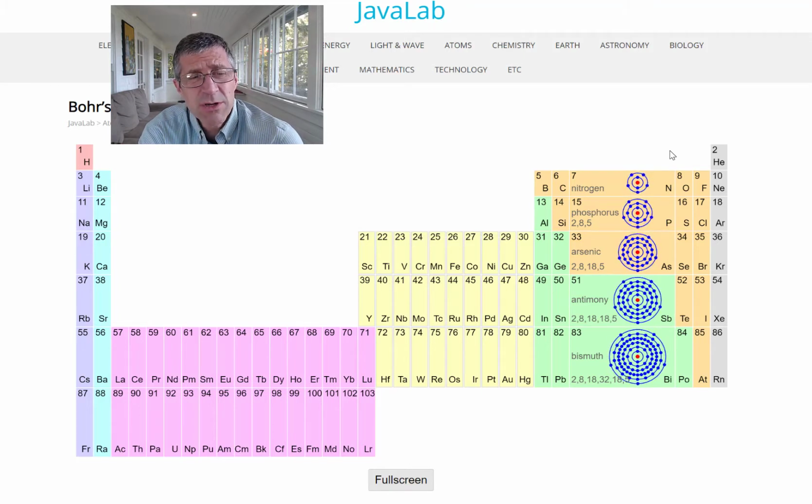But notice what's happening here. I have my nitrogen, which has these 2 innermost electrons. We don't care about those. And it's got these 5 on the outside. Those are the ones we care about. I have phosphorus, which is going to have these 2 innermost, and then 8, and then these 5 on the outside. And arsenic is going to have a bunch more inner layers, but on the outside, it's going to have these 5 electrons.